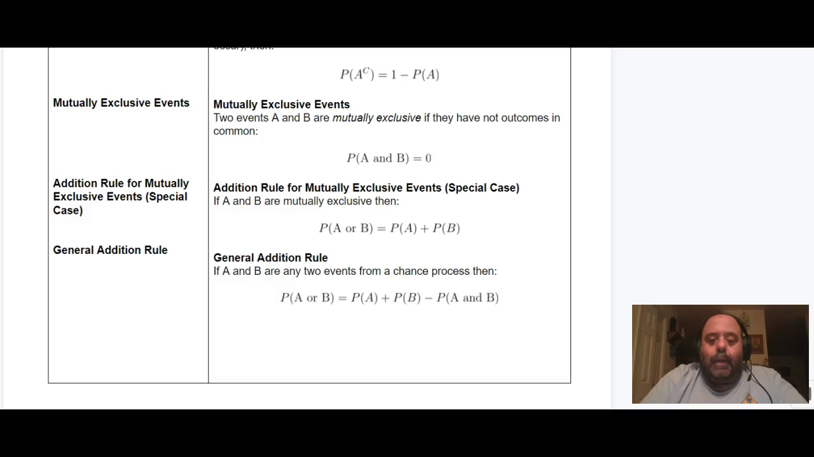Now you're going to note that the addition rule for mutually exclusive events is really just a special case of the general addition rule. Why? Because the probability of mutually exclusive events occurring at the same time is 0, so this last term, minus P of A and B, is 0 anyway, which just causes you to drop back to the rule for mutually exclusive events. So they're really saying the same thing. It's just that one is a special case of the other.